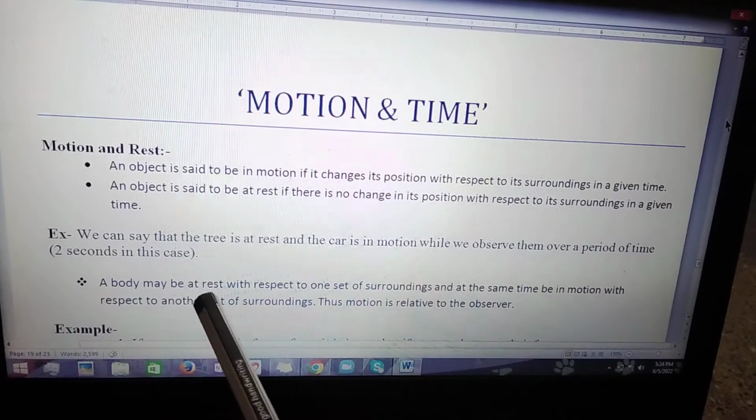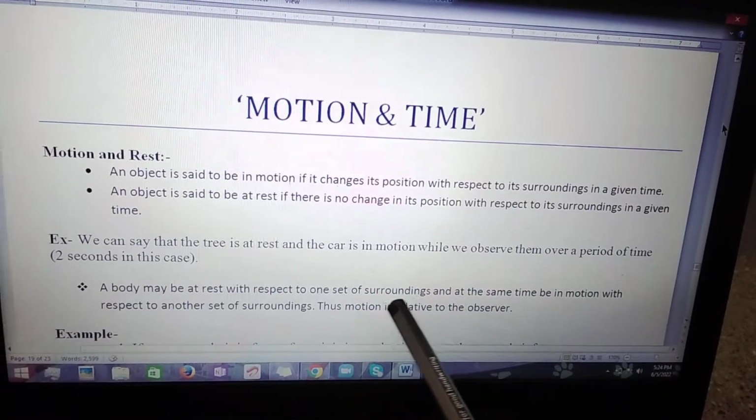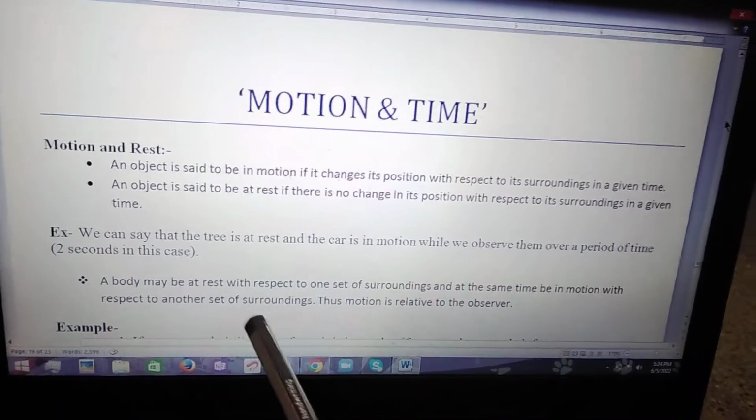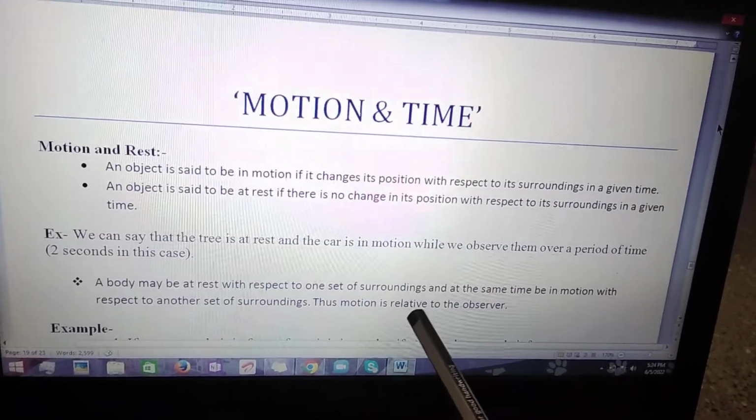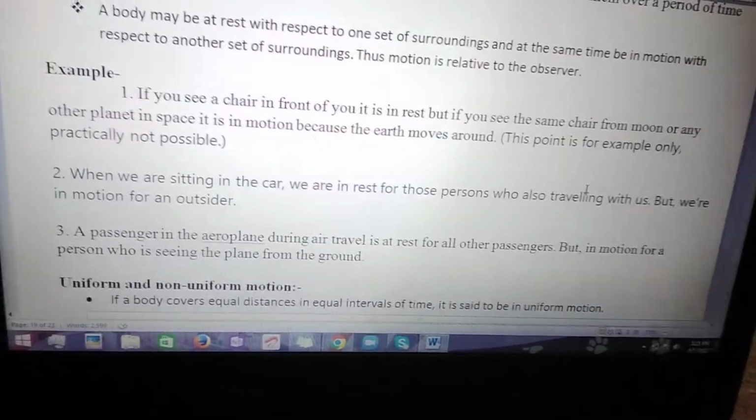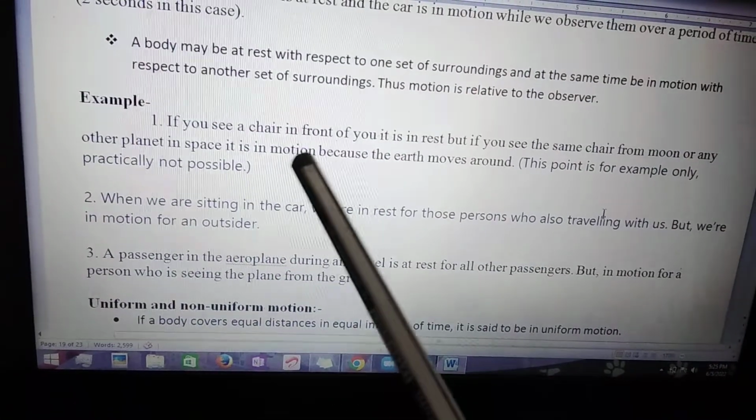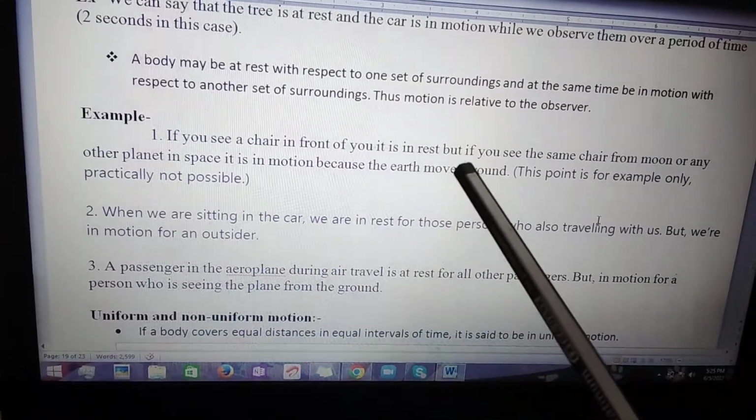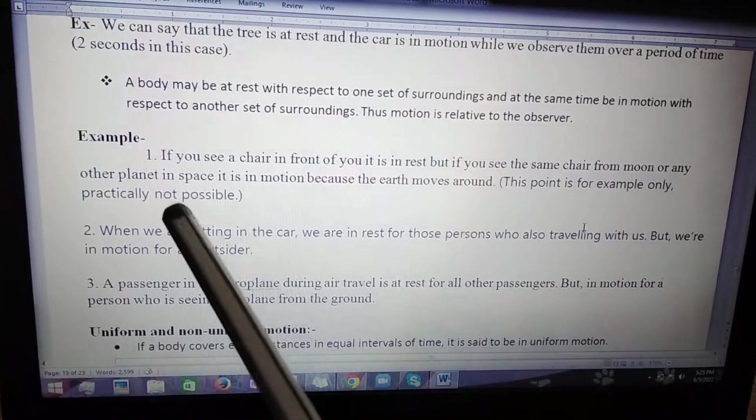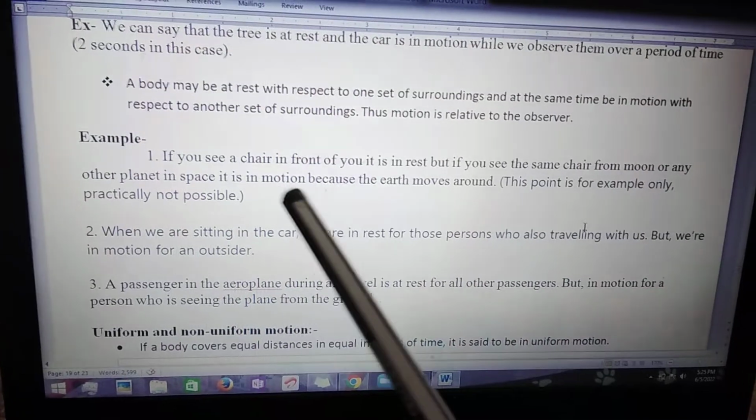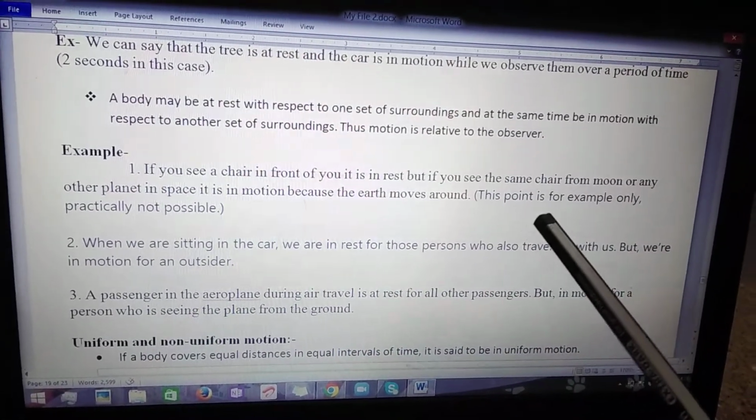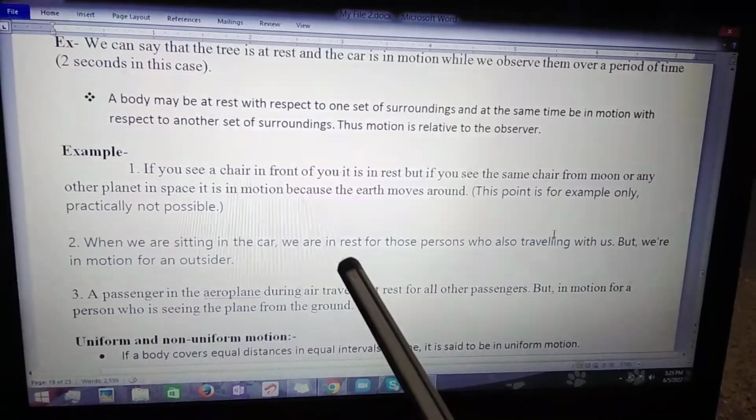A body may be at rest with respect to one set of surroundings and at the same time be in motion with respect to another set of surroundings. Thus, motion is relative to the observer. Example, if you see a chair in front of you, it is at rest. But if you see the same chair from the moon or any other planet in space, it is in motion because the earth moves around. This point is only for example, practically it's not possible.